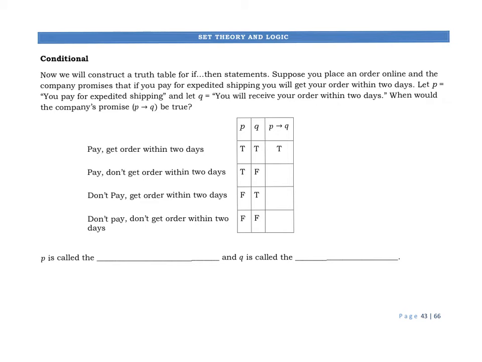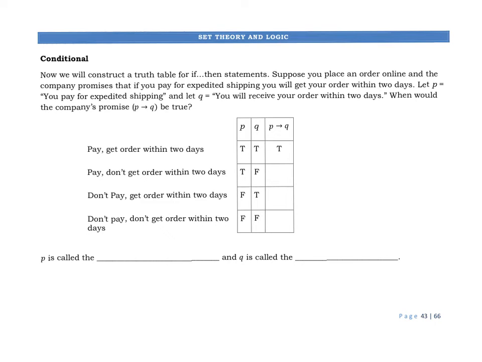The next one is conditional, the if-then statements. Suppose you place an order online and the company promises that if you pay for the expedited shipping, then you will get the order within 2 days. So we're going to let P be the simple statement you pay for the expedited shipping, and Q will be that you receive your order within 2 days.